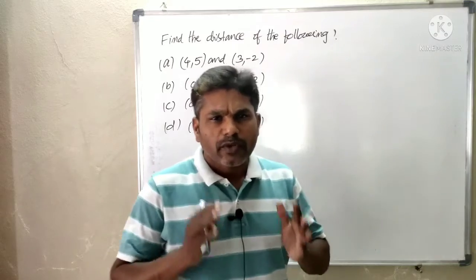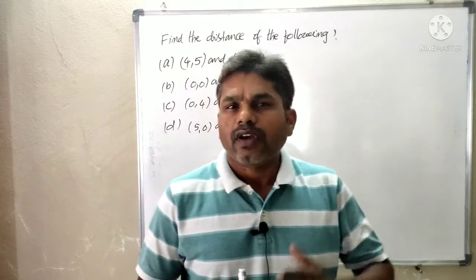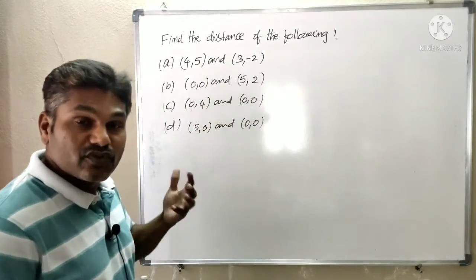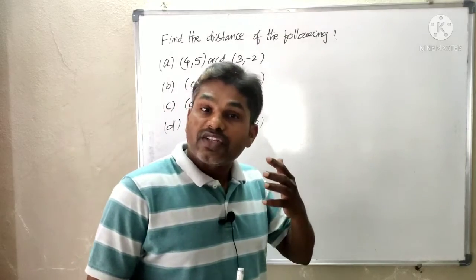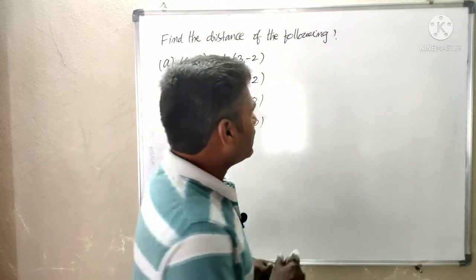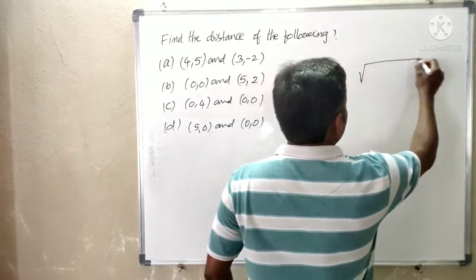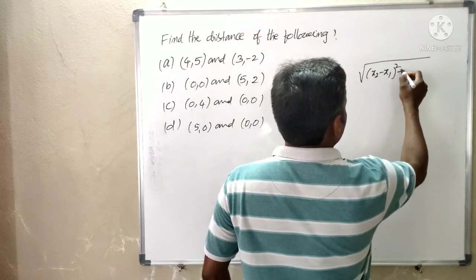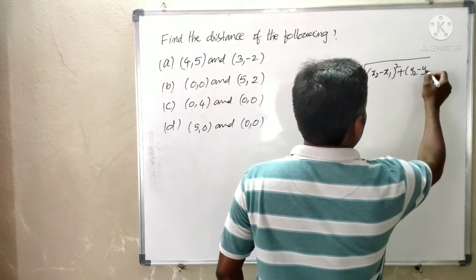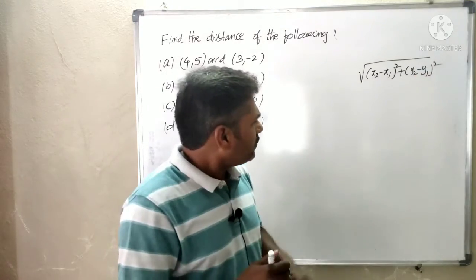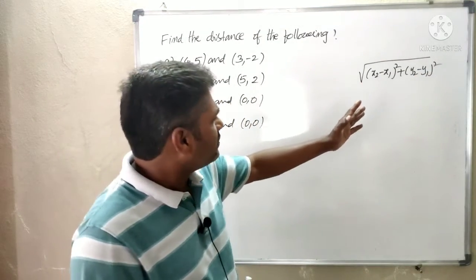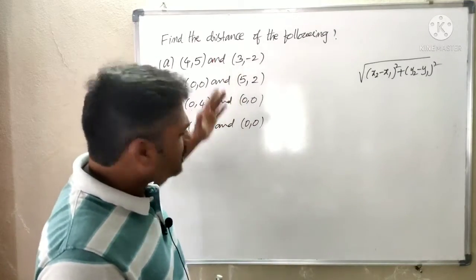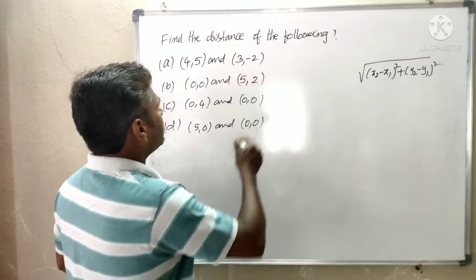I will try to make the concept very understandable by solving some problems using the formula for the distance between 2 points. You know that the distance between 2 points is the square root of (x2 minus x1) whole square plus (y2 minus y1) whole square. If you remember this formula, it is very easy to find the distances of these given points. First problem I am taking.